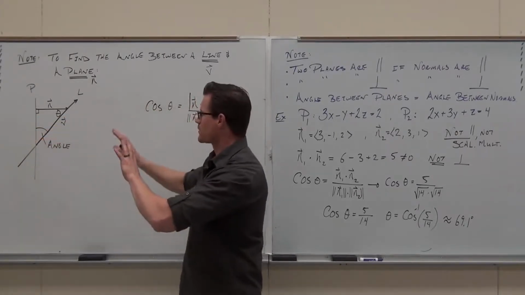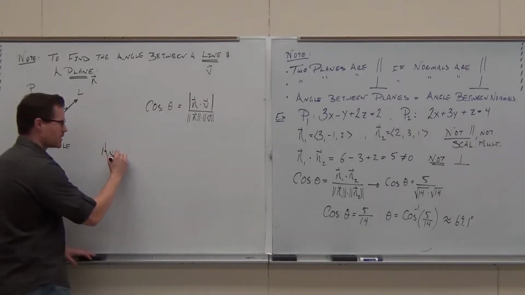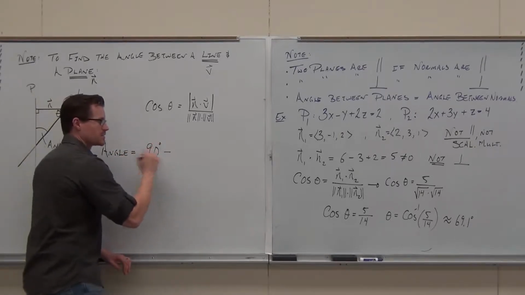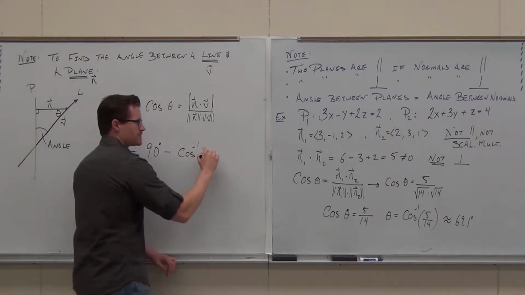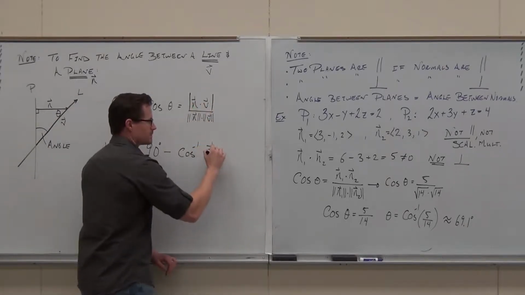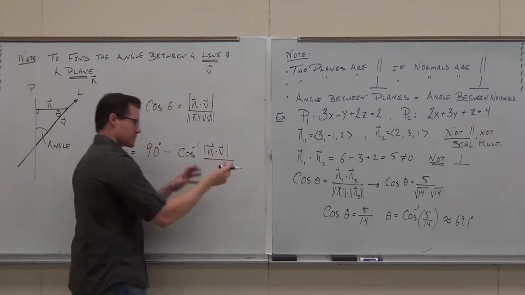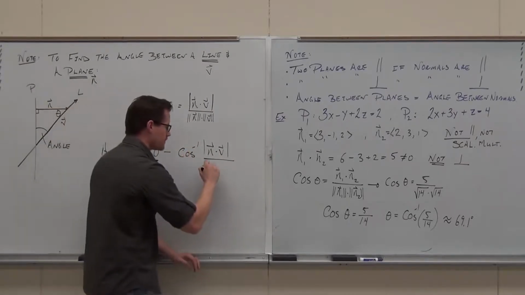So in our case, if you ever want to find the angle between a line and a plane, the angle is, hey, take your 90 degrees, subtract cosine inverse of this thing. The absolute value is to keep it positive and make an acute angle. You have to have that because you're subtracting from 90.